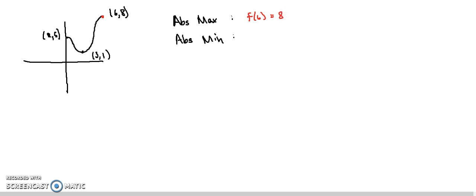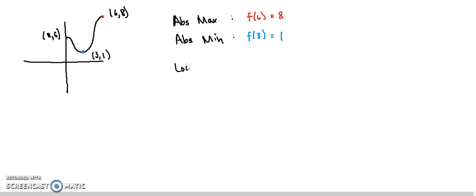Do we have an absolute minimum? Do we have a point that's lower than anything else? Let's look at the graph. Yes, we do. This point right here is lower than anything else on the graph. So we have an absolute minimum at this point, (3, 1). So at 3, we have a minimum value of 1. So our lowest y value is 1, our highest y value is 8. That makes sense.